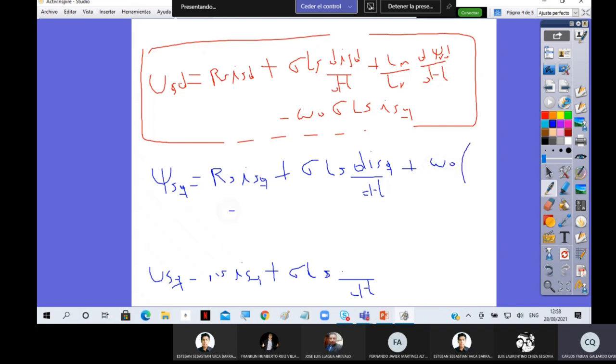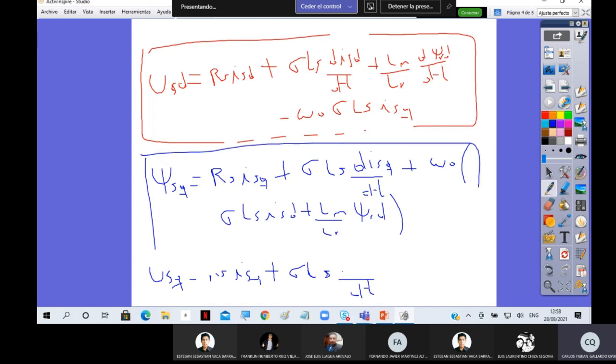times, I will have here the leakage coefficient times the stator inductance times the stator current plus the magnetizing inductance over the rotor inductance times the rotor flux on the d axis. Okay, so pay attention to these two equations.